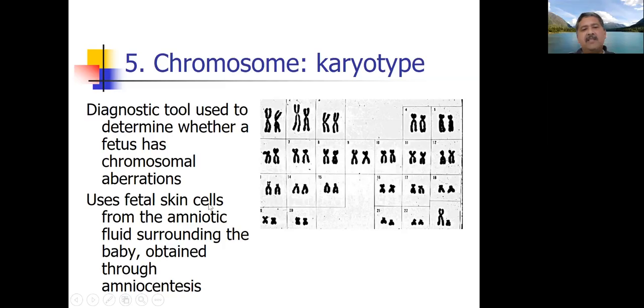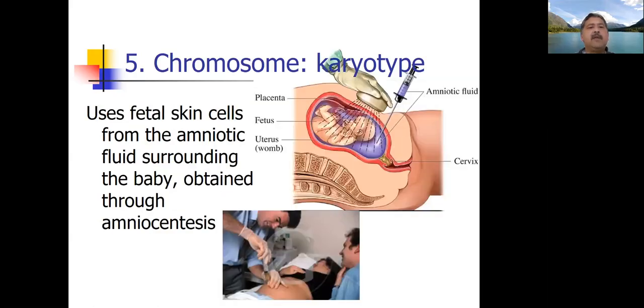And because the skin cells have nowhere to go except the amniotic fluid, you can take that amniotic fluid and then run the karyotype to figure out if the baby has the correct number of chromosomes. So does the baby have 46 chromosomes? Is it missing a chromosome? Does it have an extra of something else? We can learn a lot by doing a karyotype.